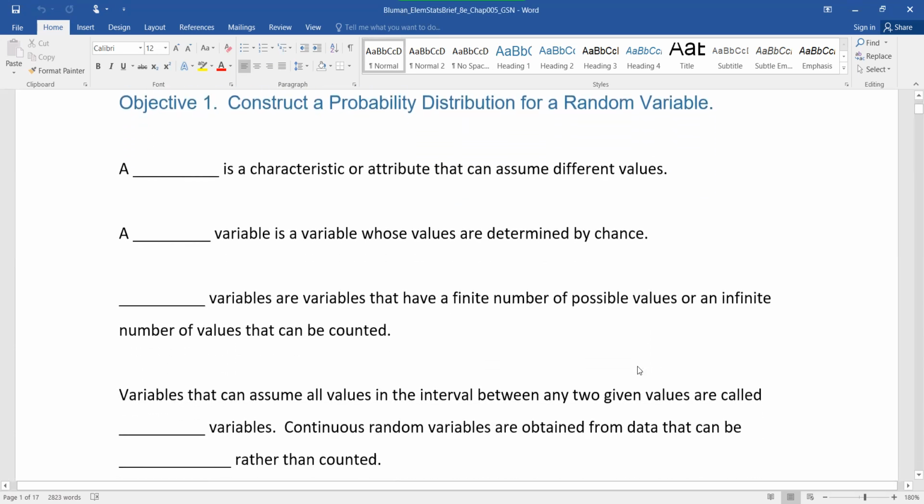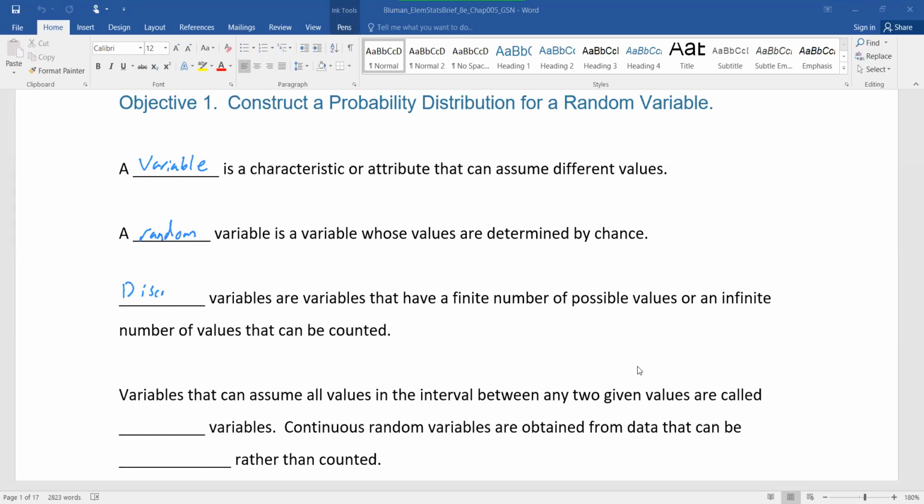So let's go over some vocabulary that we've already technically seen. A variable is a characteristic or attribute that can assume different values. This is not a new one. This is the same as chapter 1. A random variable is a variable whose values are determined by chance.